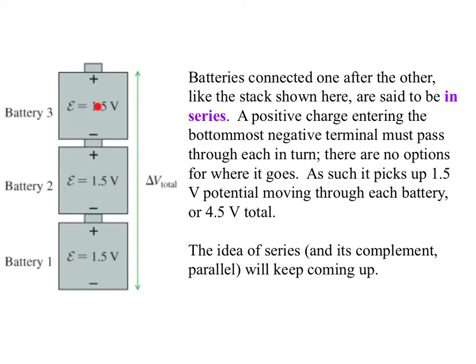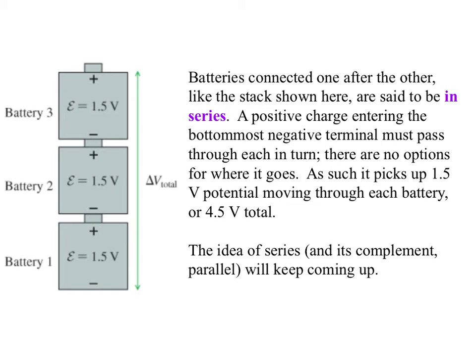If we consider this arrangement here, batteries that are connected one after the other, like a stack like this, are said to be in series. These batteries are connected in series. If we take a positive charge and we put it down at the bottom here somehow, it must move through one battery and then the other and then the third. There are no options for where it goes. It always goes from here through here up to here. And when there's only one path that a charge carrier can take, then we say those elements are in series. The idea of series is going to come back over and over again.